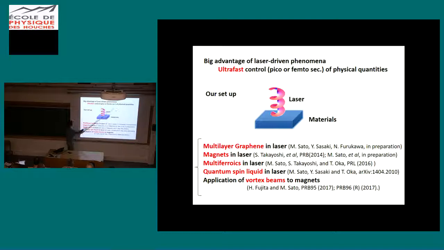This simple figure shows our setup for this talk. Our setup is very simple. We apply the laser to many kinds of materials, and by choosing the kind of laser or material, we have recently predicted several kinds of new laser-driven phenomena like this. In today's talk, I focus on the application of the vortex beam, namely that we cleverly tune the kind of laser, which is a vortex beam.